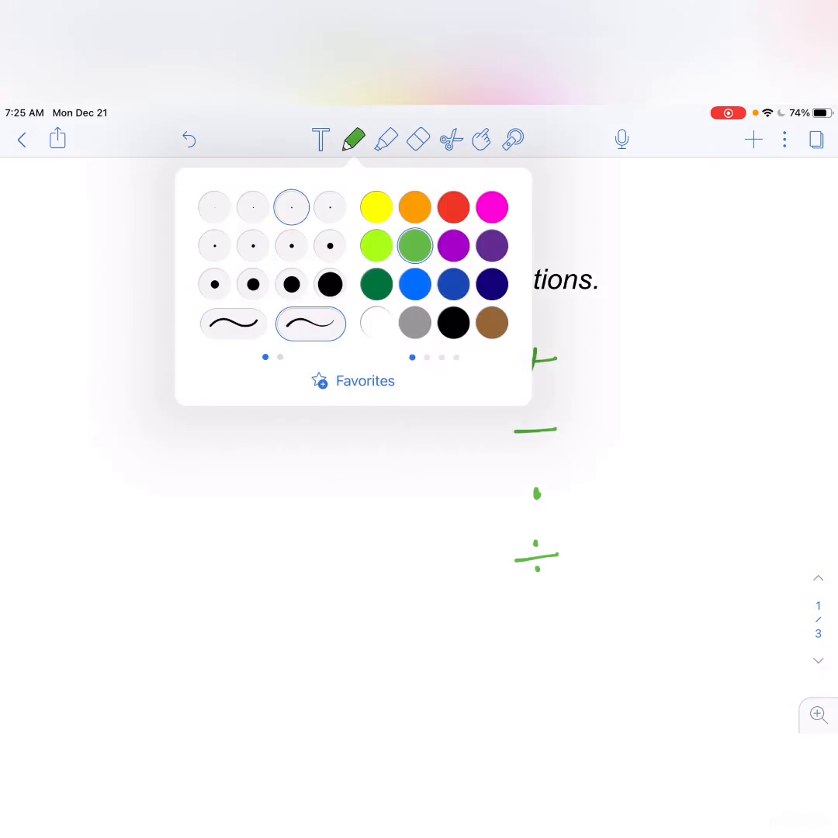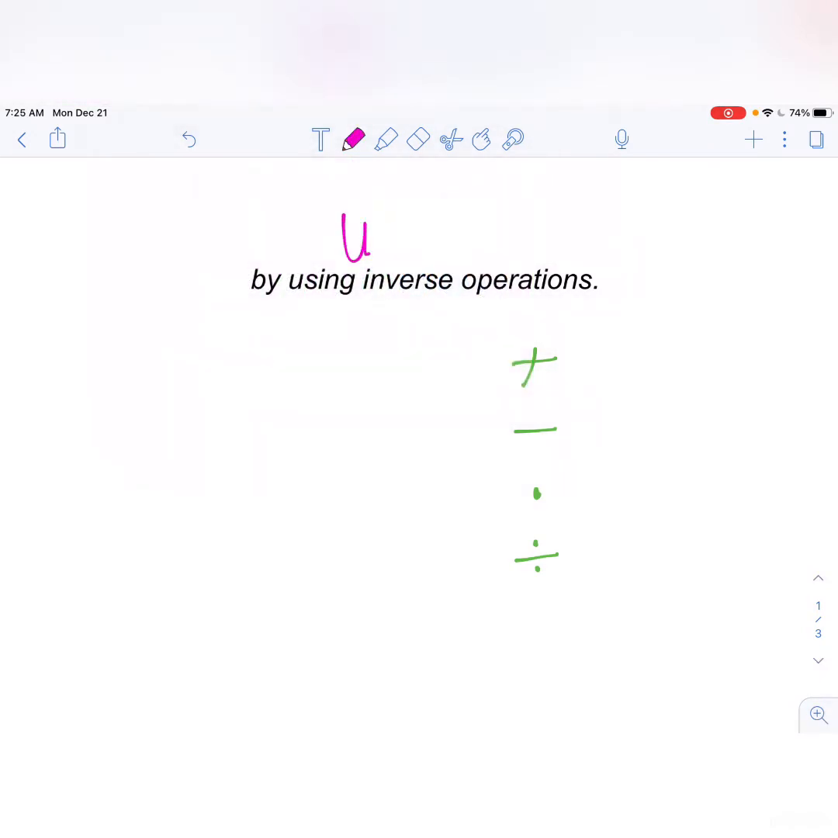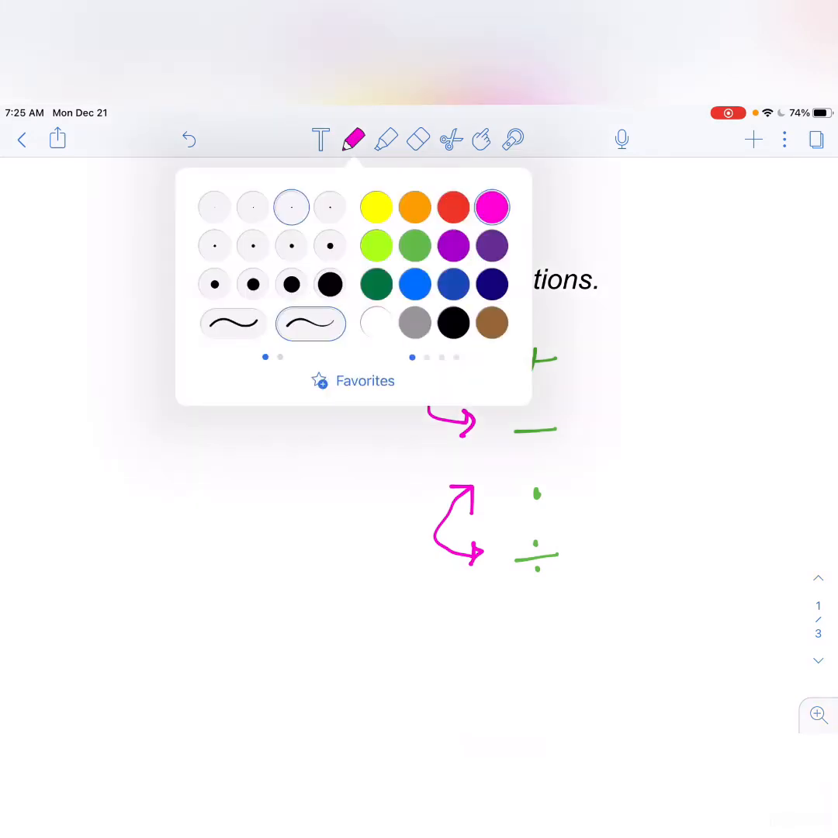Now inverse just means the opposite, so what we're going to do is we're undoing each of these operations. And they come in pairs, so the opposite of adding is subtracting, and the opposite of multiplying is dividing, and vice versa. Let's go ahead and practice some of these problems.